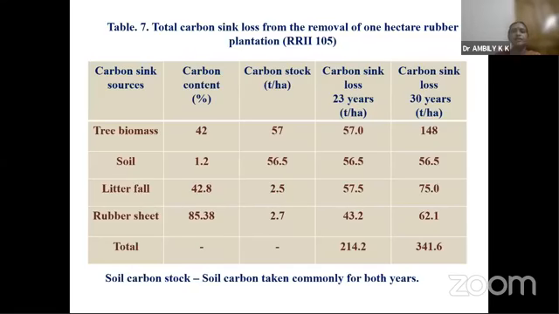And here is our overall estimate of the carbon sink loss of the rubber tree, from the tree biomass, soil, litter fall, and rubber sheet. Then the estimated carbon sink loss for 23 years is 214.2 tons per hectare, and for 30 years it is 341.6 tons per hectare.